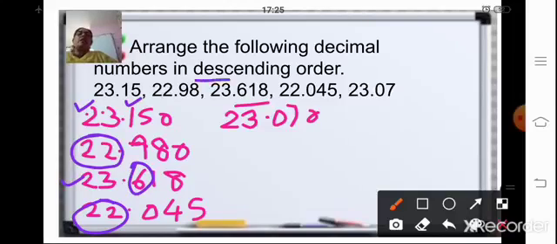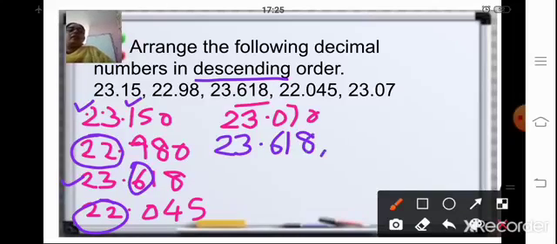As we have to arrange it in descending order, we will write the bigger number first. So your bigger number will be 23.618. Okay, then the second number will be 23.150. The next number will be 23.070.